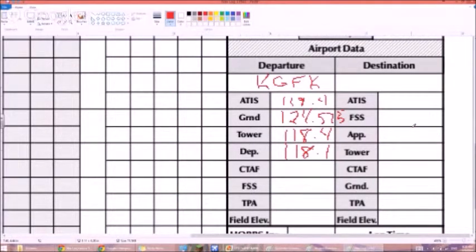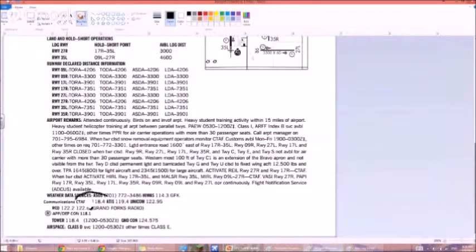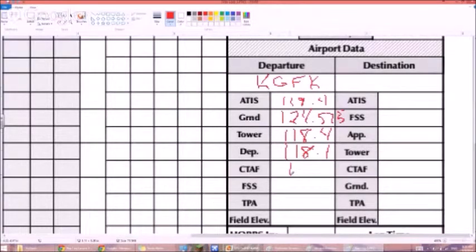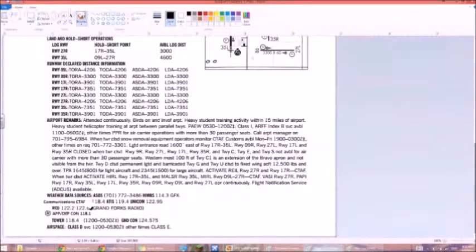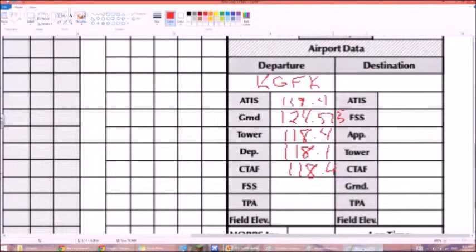Next is our CTAF, which will be located right here, which is also 118.4. Okay, the flight service station, which is FSS, but it may also be written as RCO, is located right here, 122.2, so you'll put that in this box right here.